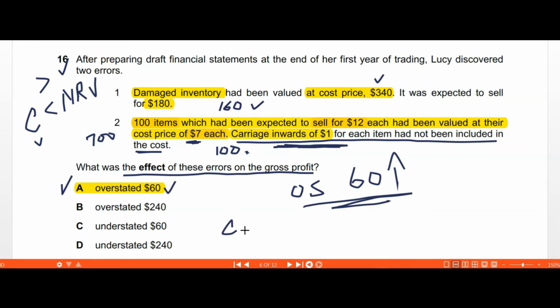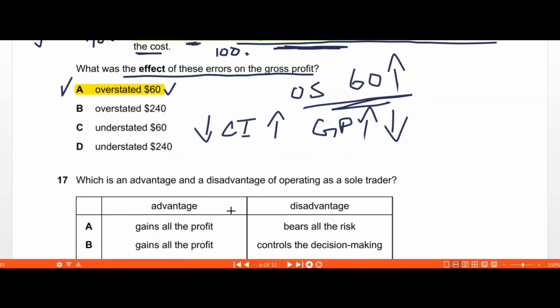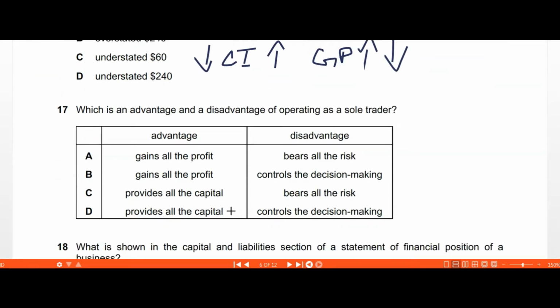So we can say that there is a positive relationship between the closing inventory and the gross profit. Whenever closing inventory is overstated, gross profit will also be overstated, and whenever closing inventory is understated, the gross profit will also be understated. Moving on to question number 17, which is an advantage and disadvantage of operating as a sole trader?